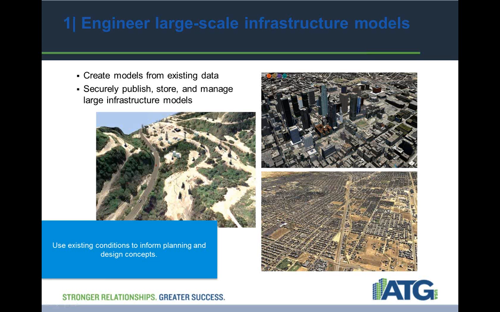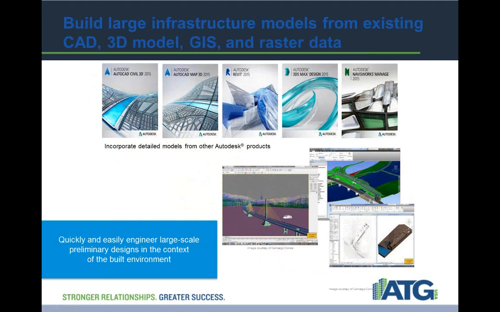You can import data from other desktop Autodesk technology, and we will cover this in more detail in the next slide. With Infraworks 360, you can improve your ability to incorporate detailed data from existing CAD, 3D models, GIS, raster design, all allowing for existing conditions to inform the design concepts. You can incorporate detailed models from Civil 3D, Map 3D, Revit, 3ds Max Design, and Navisworks Manage. They can all be directly imported to Infraworks 360.